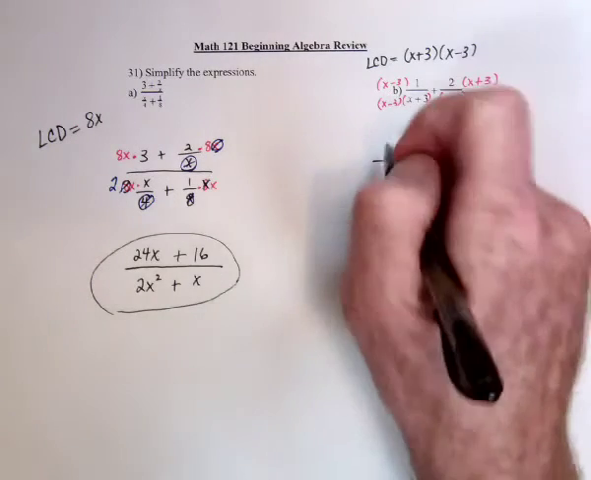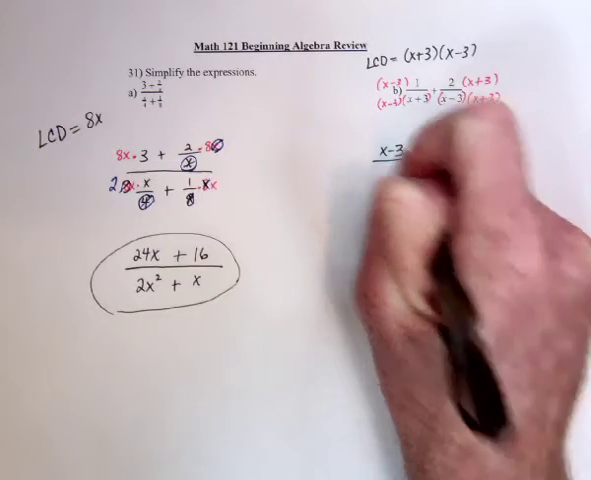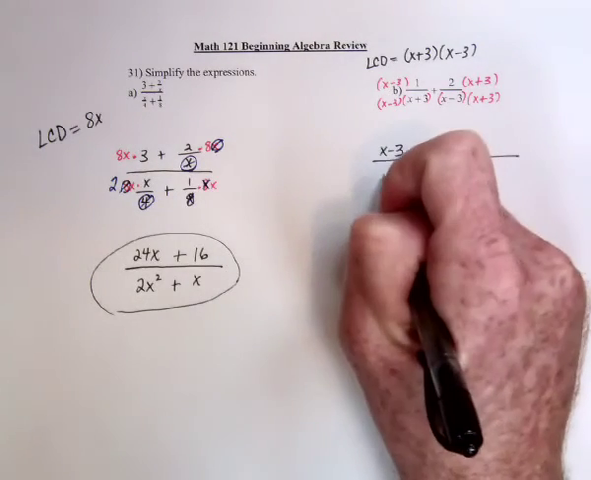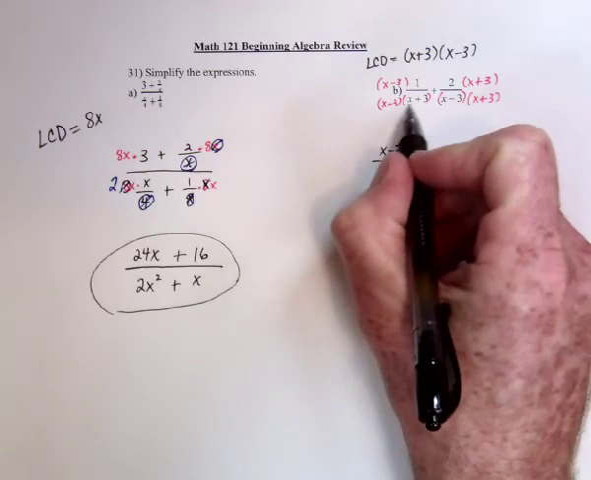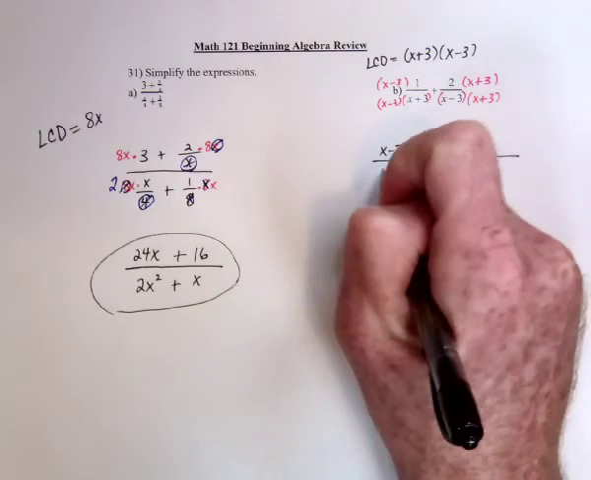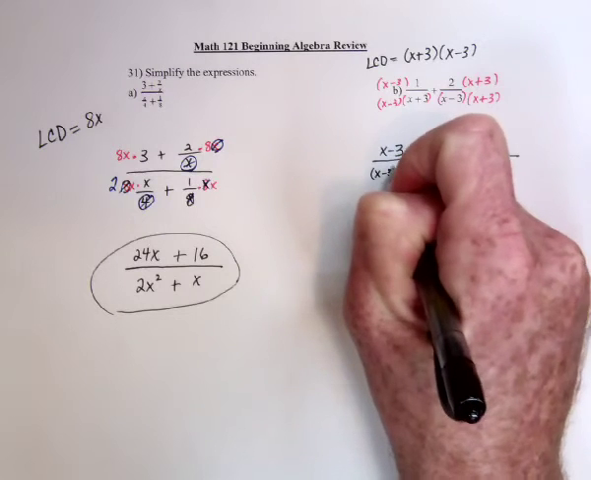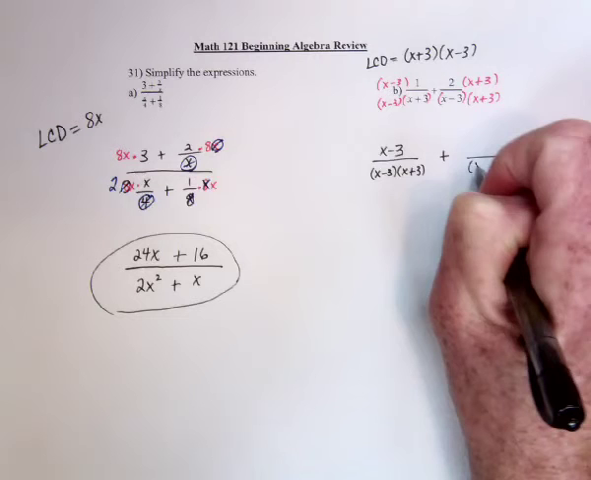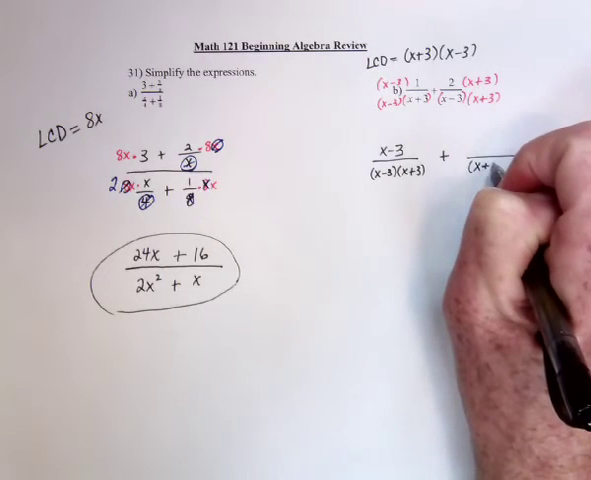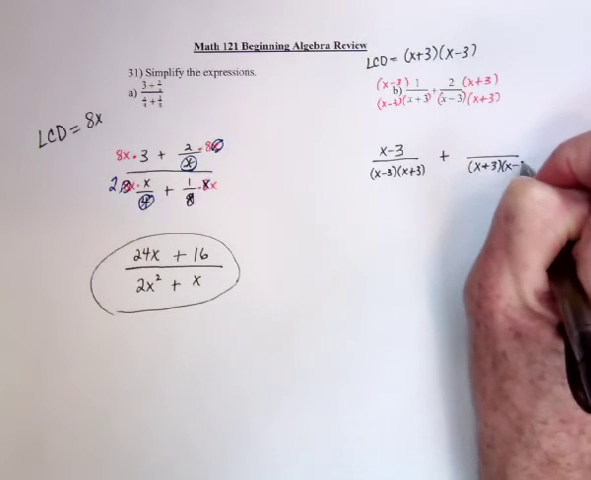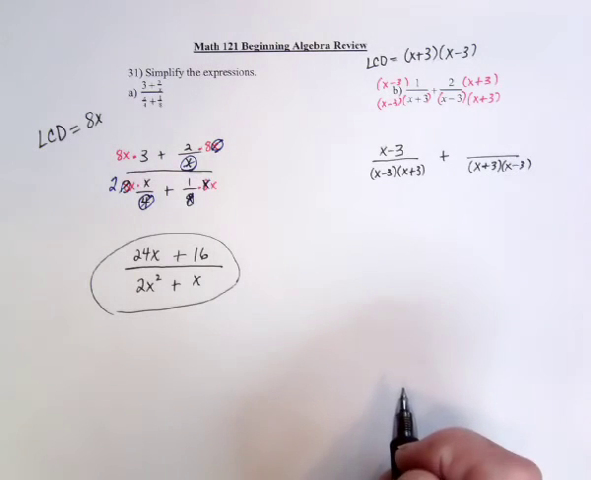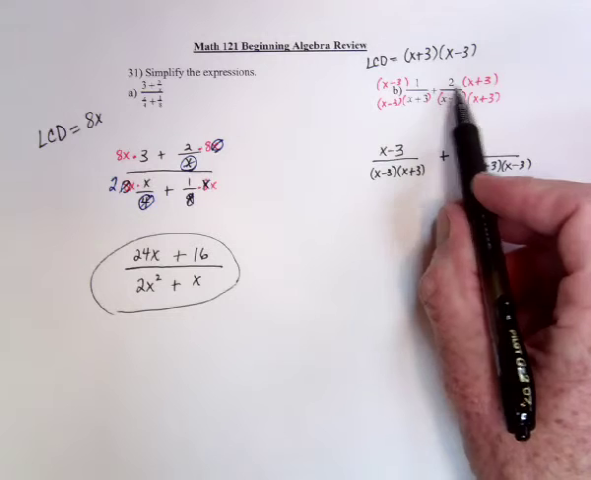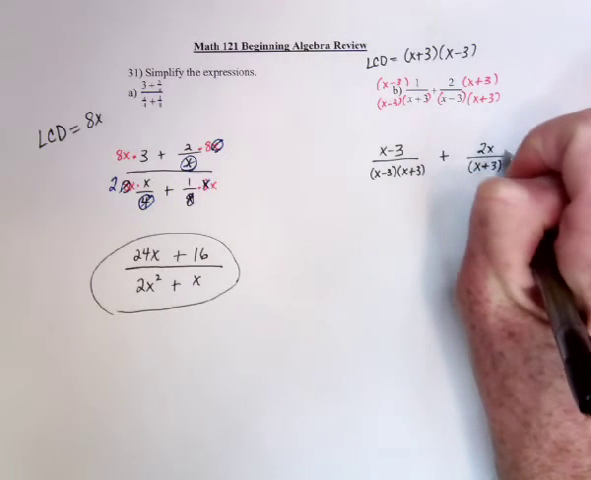So this one is x minus 3 times 1, so that's just x minus 3. And at that point I don't need the parentheses anymore. And then this, I'm going to go ahead and just rewrite it in parentheses and not multiply it out. This one has the same denominator, x plus 3, x minus 3, or x minus 3, x plus 3. The order doesn't matter. And then this one is times 2, so you need to distribute. So 2x plus 6.